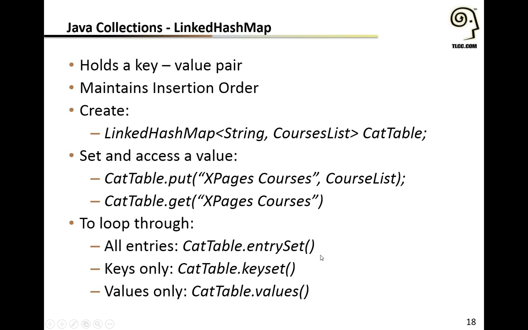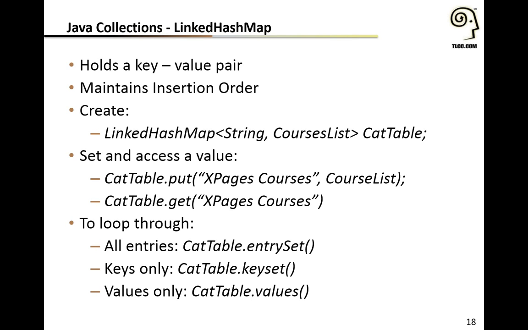Pretty simple. If I want to loop through a linked hash map, I can loop through and get all the entries. So the entries would be that key value pair, and that would be an entry object. Or I can get a set of only the keys, which would be, in this case, the string of all the categories, or I can get the values, which in this case would be a set of the various courses lists that I put in there. So that can be very handy because I'm going to have to loop through these later on when I start pulling information out of the bean and passing it to my XPage.